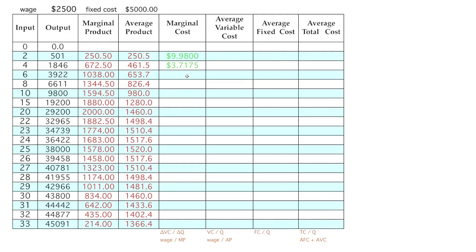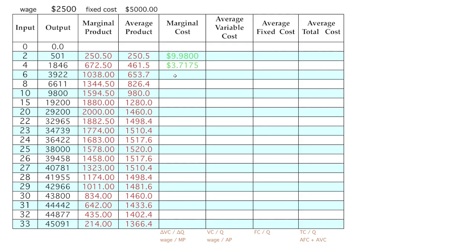The next answer would be, and so choose your favorite way. If you already have the marginal product, that's probably going to be the easiest way to calculate. This second formula where you take the wage divided by the marginal product is probably going to be the easiest. It's just if you don't already have the marginal product, you're not out of luck. You can still find the answer by doing this other calculation of taking the change in the variable cost and dividing it by the change in output.